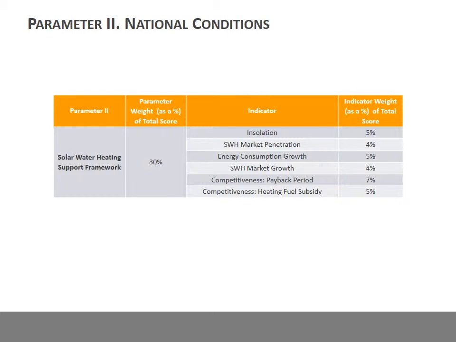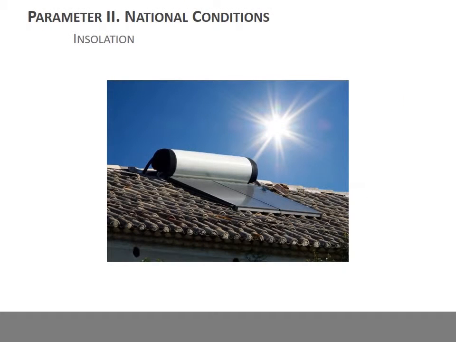The first indicator is incoming solar radiation, also known as insolation. Insolation is the primary determinant for how much energy a solar water heating system will capture and produce. The amount of insolation varies widely from country to country, and insolation can also vary within countries themselves. The Market Readiness Assessment uses the national average insolation for scoring purposes.